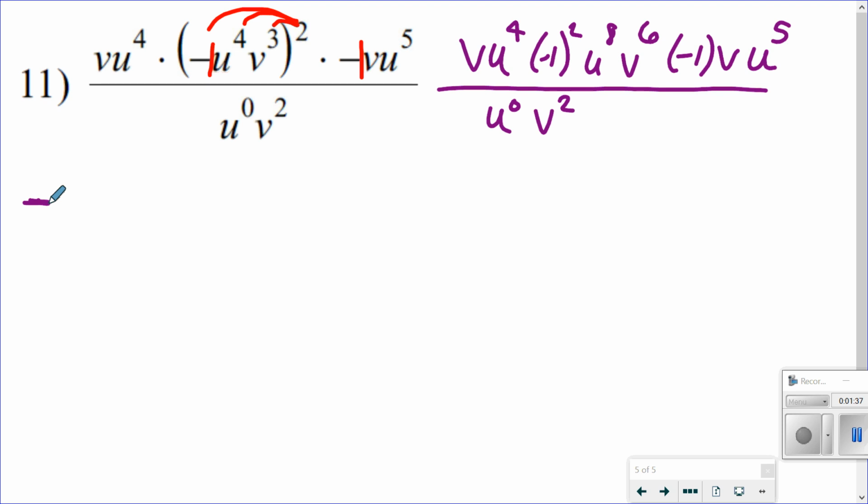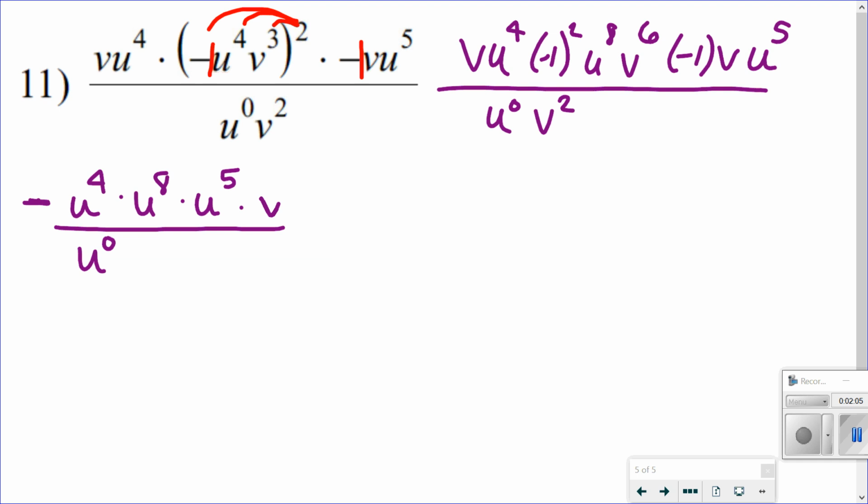All right, let's clean up our numerator. I'm going to start with the u's. So I have u to the 4th, u to the 8th, and u to the 5th. And in my denominator, I have u to the 0. So let's go ahead and write the v's out too. In the numerator, I would have a v to the 6th, and v. And in my denominator, I have v squared. So I'm just rewriting here, cleaning it up a little bit.